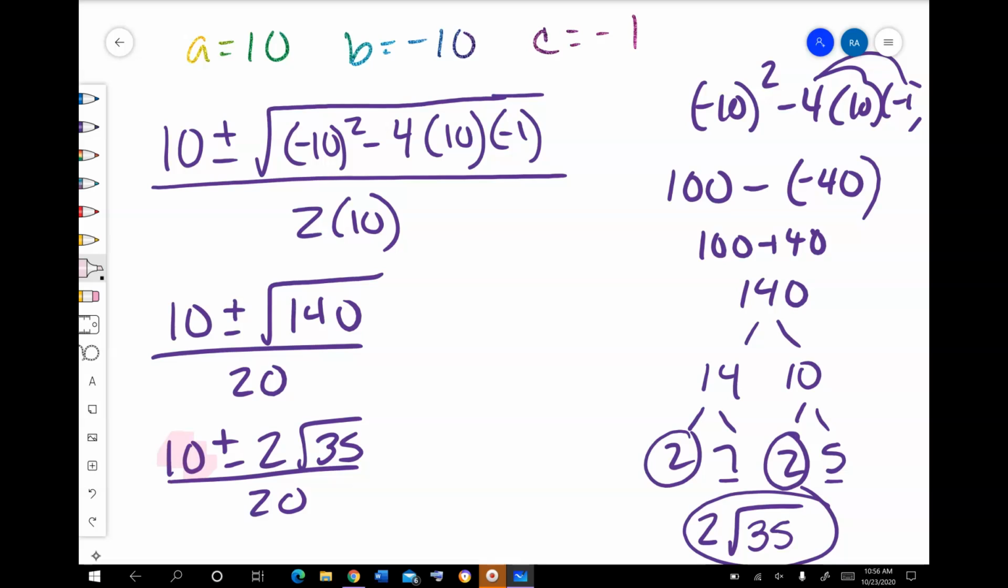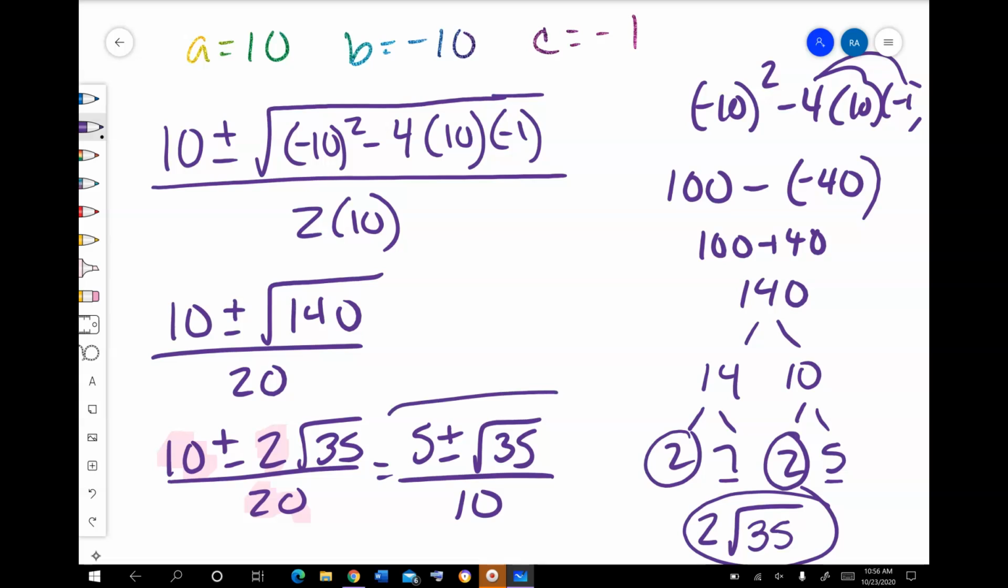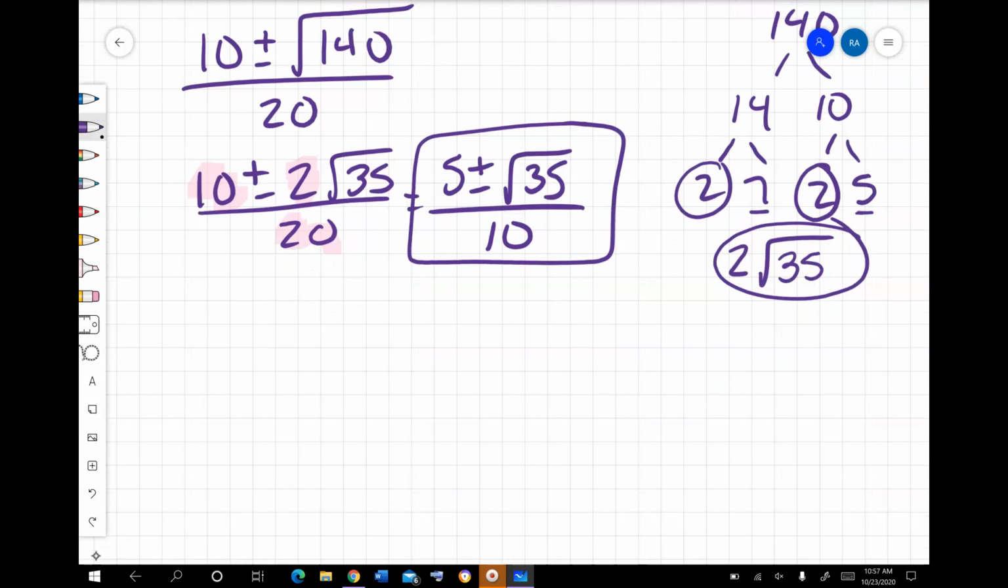3 places it can reduce in. They are all divisible by 2, so let's divide it by 2. 10 divided by 2 is 5. 2 divided by 2 is 1, so I'm going to leave it alone. And then 20 divided by 2 is 10. And that would be your answer. Okay? All right, one last one that's not imaginary.